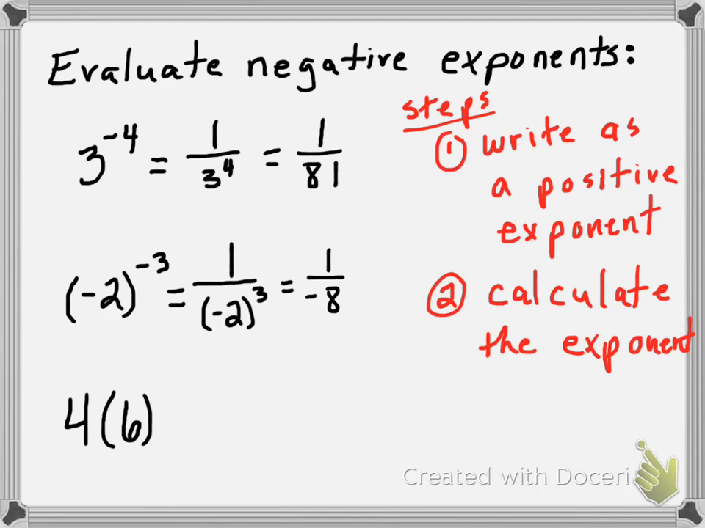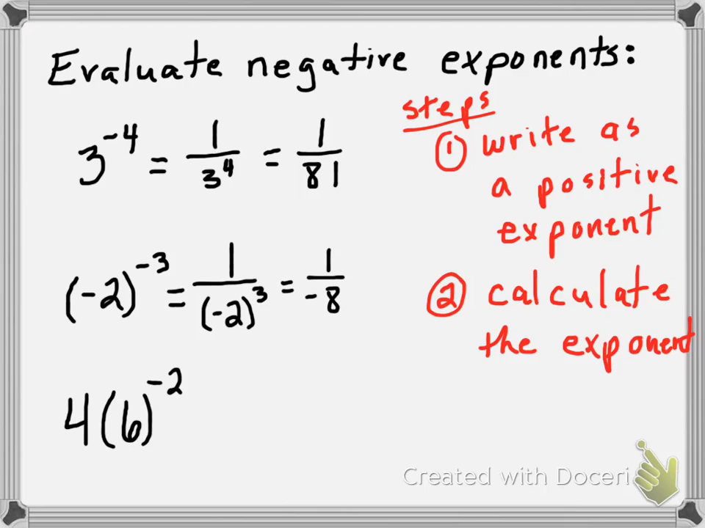Okay, let's try one a little bit more in depth. I have 4 times 6 to the negative second power. Now, remember, is this whole thing being raised to the negative second power? No, just the 6. Okay, if the 4 was being raised to the power 2, it would be in that set of parentheses here. Okay, so this is just 4 times whatever this stuff is.